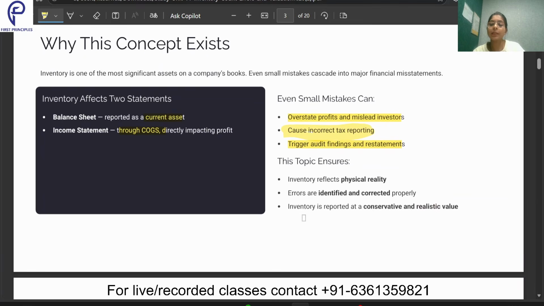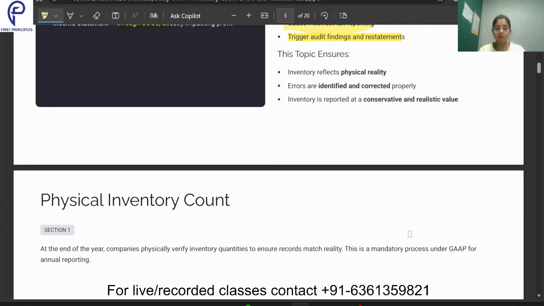So why are we starting this topic? Because it ensures inventory reflects physical reality. What is there on the books is actually there in my warehouse. Errors are identified and corrected properly. When I have identified the errors, I should go and correct them properly. And inventory is reported at a conservative and realistic value. That means the actual value of the inventory, and we should be conservative, because as accountants we have to be conservative, as it is one of the principles. So that's how inventory accounting should also be done.